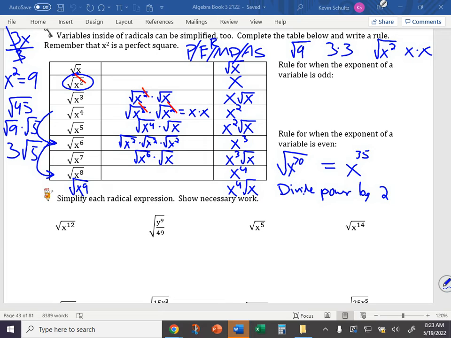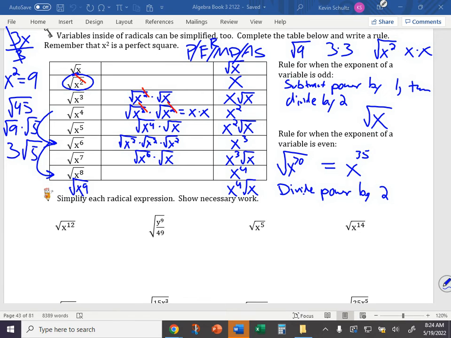For an odd power, you'll always have that root x taken on at the end. Claire said what the rule is: when the exponent is odd, subtract the power by 1, then divide by 2. And then you'll always have that extra root x hanging on.